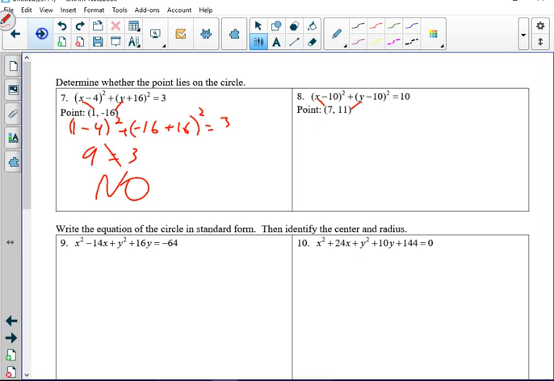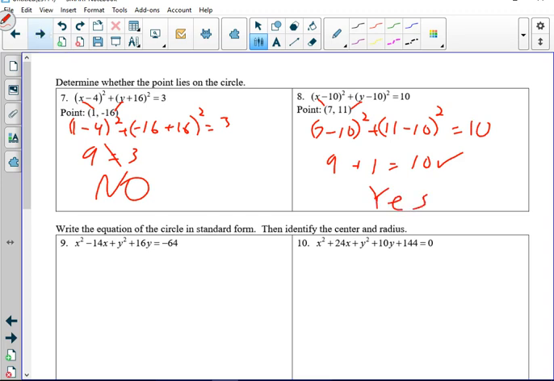7 there, 11 there. 7 minus 10 squared. 7 minus 10 is negative 3, squared is 9. Plus 11 minus 10 squared. 11 minus 10 is 1, squared is 1. Equals 10. Check. So the answer is yes.